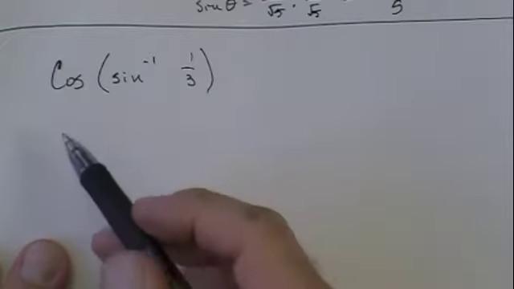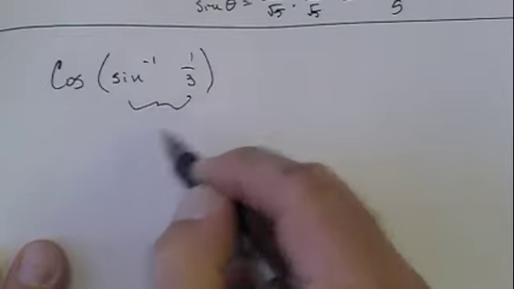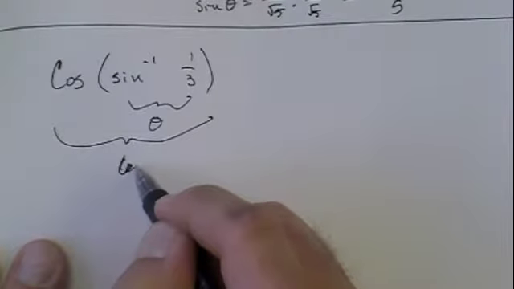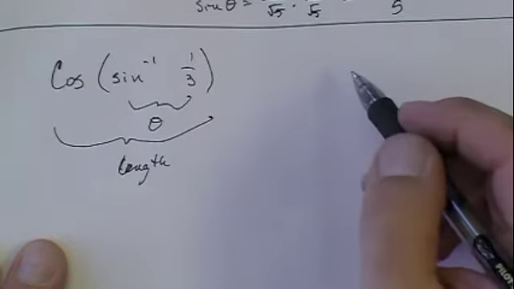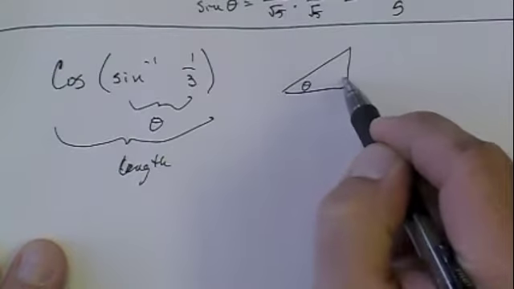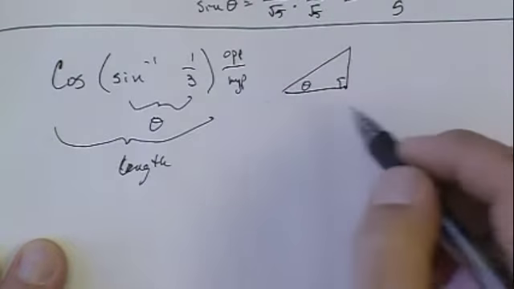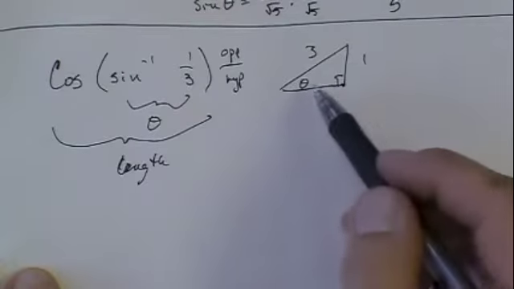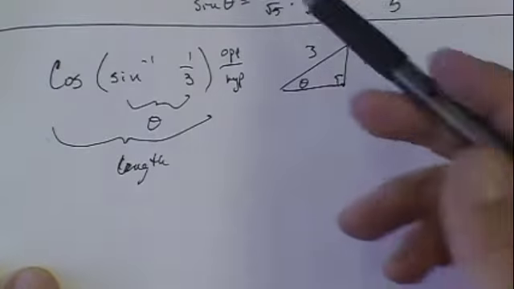Same idea here, cosine of inverse sine of 1/3. Again, this is our angle. This entire part here, that's the length of one side of the triangle. So we can use this to set up our triangle. We know that sine is opposite over hypotenuse. So we're going to say here's our 1 and here's our 3. We know that we're going to be in quadrant 1 because this is a positive value. Same idea on the last one, I didn't mention that. It's positive.